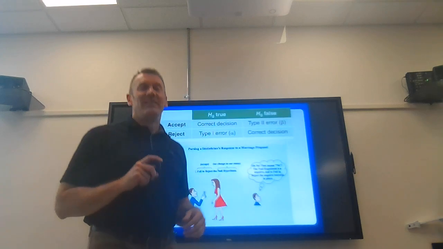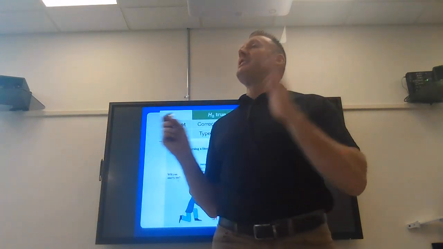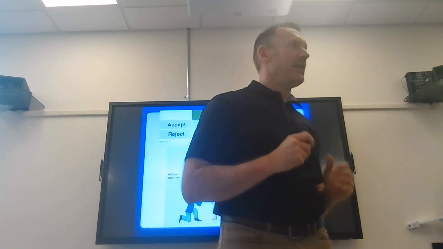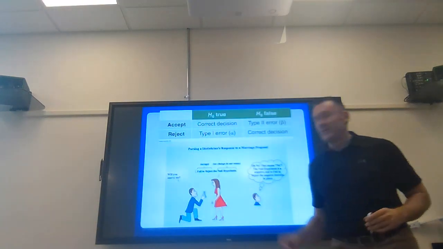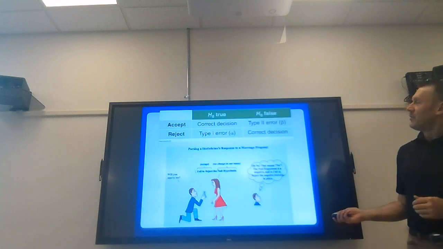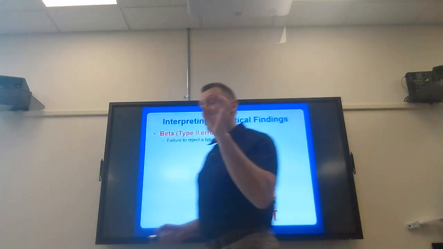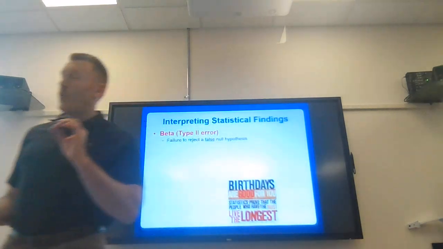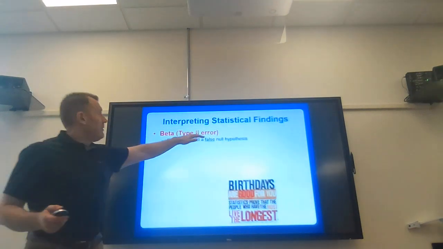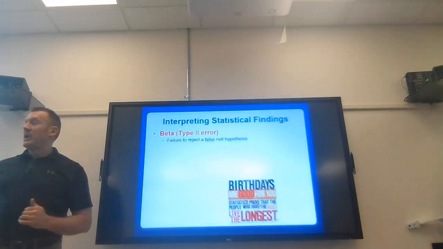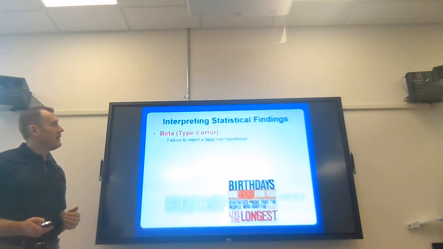So, null hypothesis is a negative. That means no change in status. So if you fail to reject something, what are you actually doing? You're accepting it, so she said no. Okay, so alpha is the type 1 error rate. Beta is the type 2 error rate.